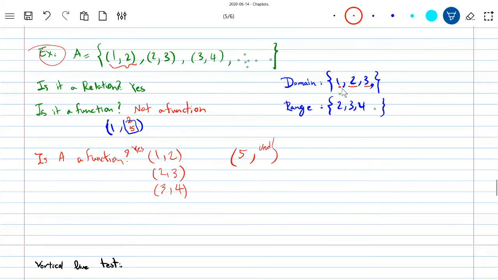You say it's undefined. Why is it undefined? Because the 5 is not in the domain to discuss it. That means there was no x value of 5 to start with. So normally, if the x value is not in the domain, we do not really care about these. We only care about the x values that are in the domain. You cannot pick 5 to discuss it because it's not in the domain.